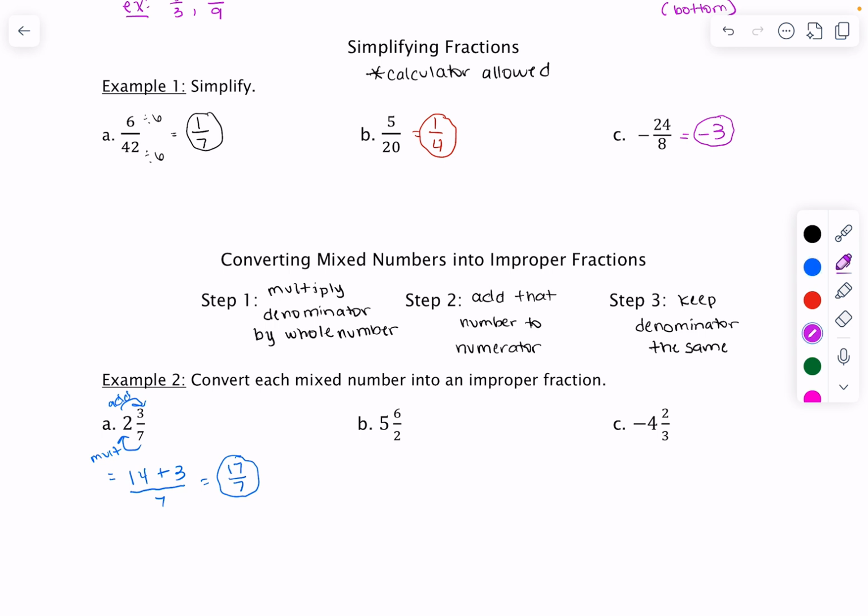Letter B, I'm going to do 5 times 2, which is going to give me 10. And then I'm going to add the 10 to 6 on top, keep the bottom as a 2. 10 plus 6 is 16. And I get 16 divided by 2. Now, something you're going to want to check for whenever you get a fraction as the answer to see if it can reduce, okay, or simplify.